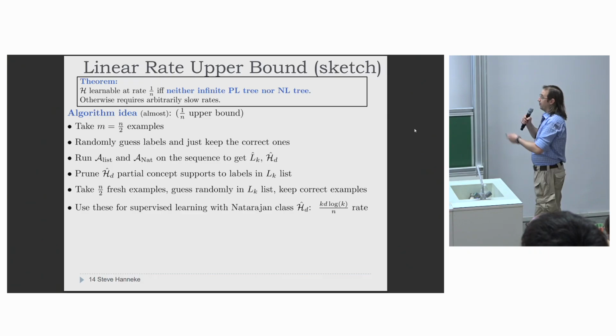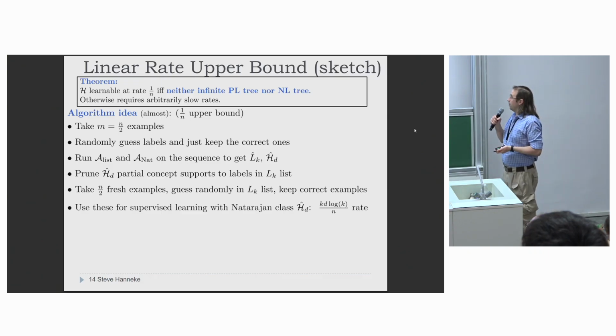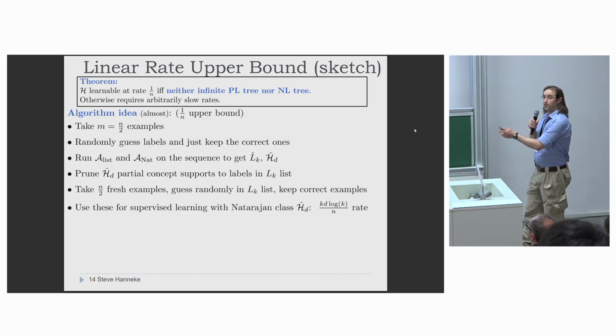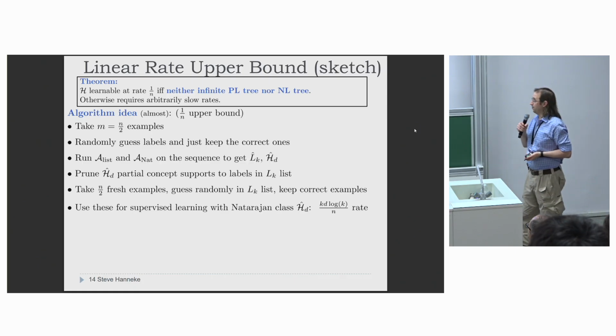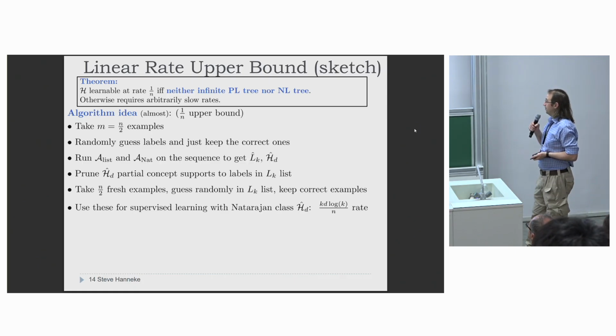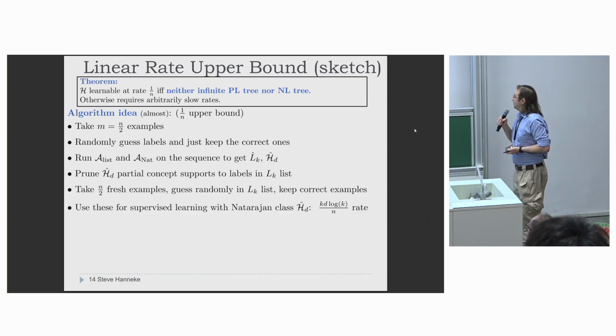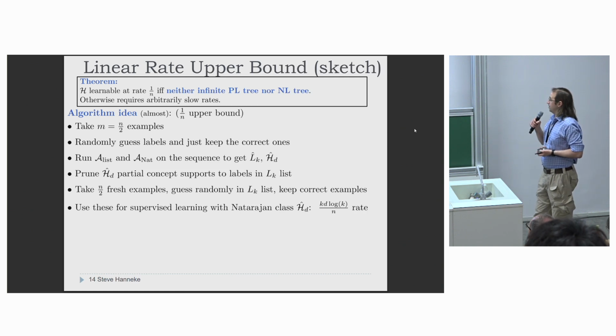And then we use the other n/2 examples to do some supervised learning. I guess first we have to guess some labels, so we'll use our list again, guess randomly in the list, and we'll get about a constant fraction of them correct. And then just run a supervised learner for the partial concept class on that, and it gets like this kd log k/n, where k is the size of the list, d is the Natarajan dimension of the class.